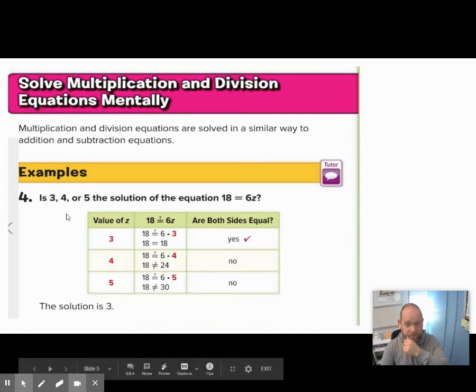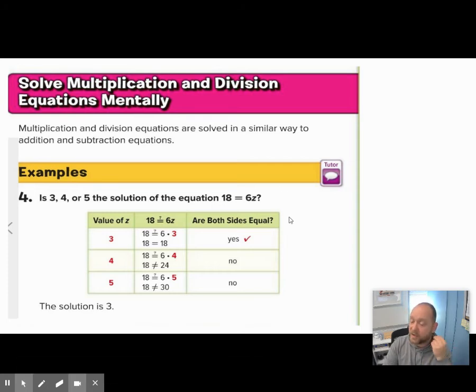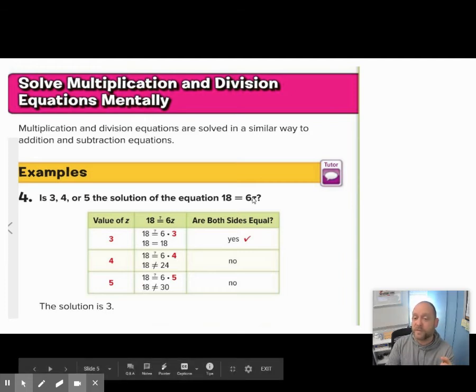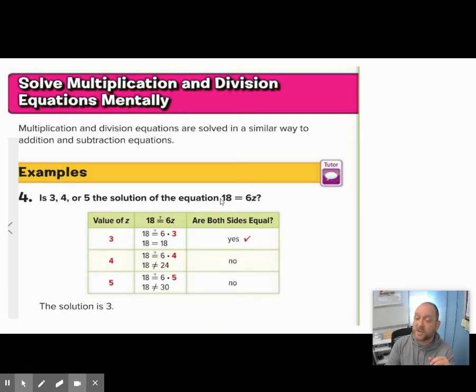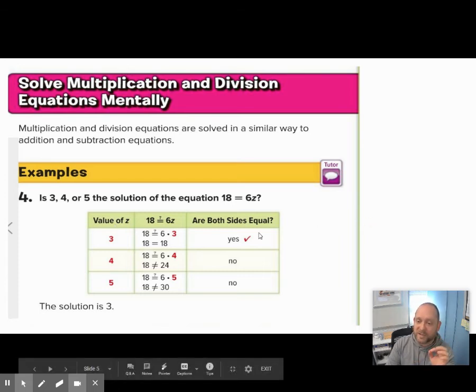All right, here's an example. Is 3, 4, or 5 the solution to the equation 18 equals 6z? Now, you'll have ones just like this today. In this case, we just have to guess and check numbers. So 3, well, I know that 6 times 3 does give me 18. I know that's going to be my missing thing. I know that off the top of my head because I know multiplication facts. And I know that 6 times 4 gives me 24. 24 and 18 aren't equal. I know that 6 times 5 gives me 30, and 30 is also not equal to 18. So 3 would be the solution to this problem. Again, you can use repeated addition. You can use those charts, whatever you need to do to get to that answer. You just got to get there.